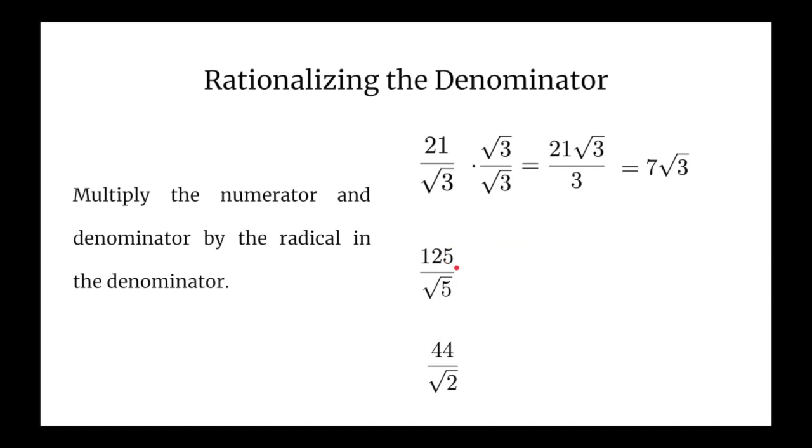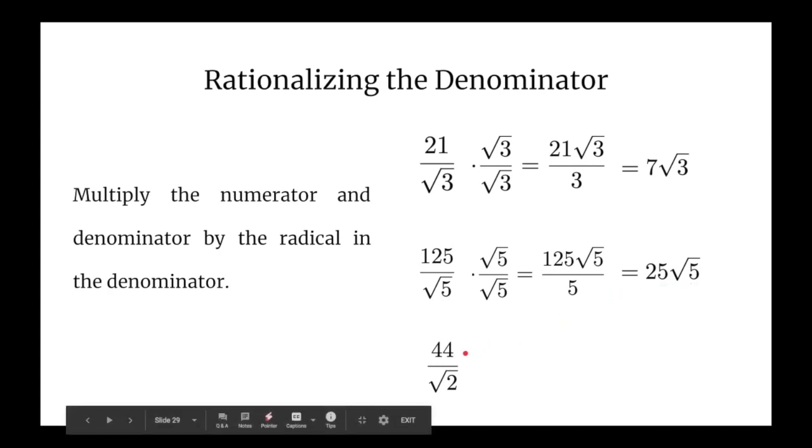Next, we have 125 divided by the square root of 5. If we multiply by the square root of 5 over the square root of 5, we get 5 in the denominator and 125 root 5 in the numerator. Then dividing 125 by 5 gives us 25 root 5.